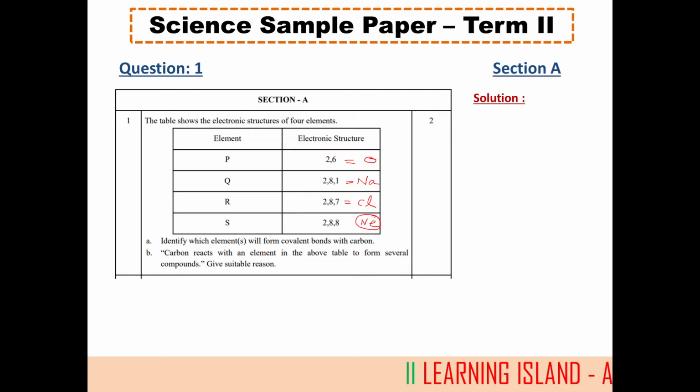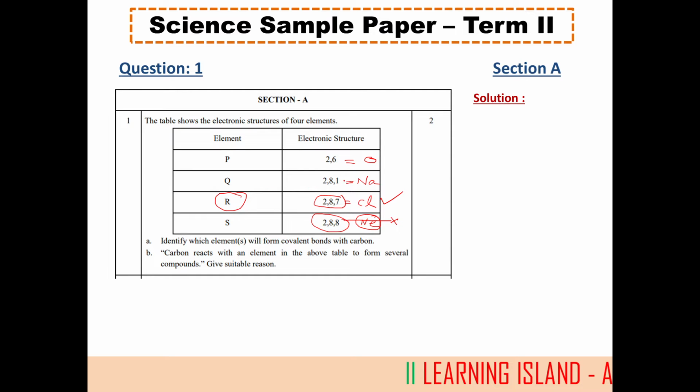Now the question is, identify which element will form covalent bonds with carbon. To make a covalent bond, it should have few electrons in the outermost shell. But in this case, this is an inert gas, so it does not react with carbon. So this will not be the answer. Here R, you see there are 7 electrons in the outermost shell, so it requires 1 electron. So it can make a covalent bond with carbon. So this is one answer.